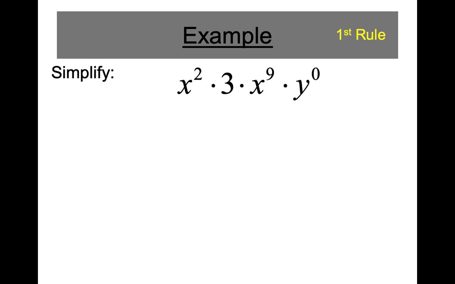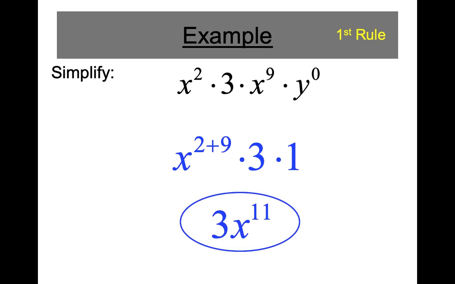So we have x squared times 3 times x to the 9th times y to the 0. This actually is going to go away, and we're going to talk a little bit about why that goes away in a minute. But this is kind of a magical number. Y to the 0 is actually 1. So to use our product rule, however, we notice we have x's that are the same base. So we simply add the 2 and the 9 together. And then we multiply that by 3, and then multiply that by 1. Again, we'll come back to this idea right here. This is one of our special rules. So this will simplify to x to the 11th. So 3 times x to the 11th.